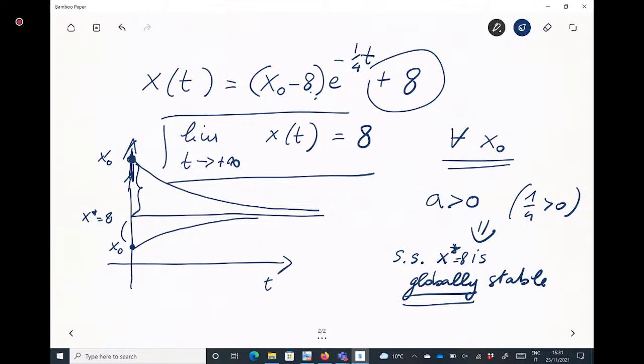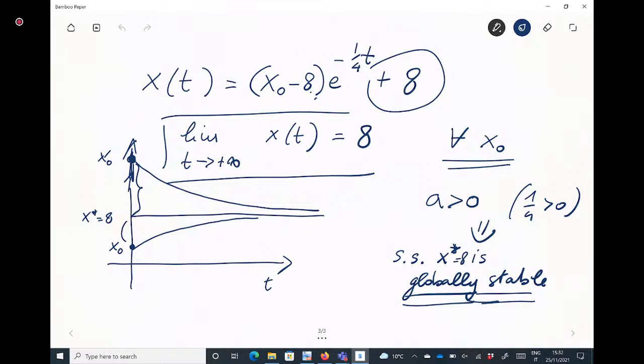Because there are some cases, not for linear equations, but for other types of equations, in which it is stable but only locally. So not for all initial levels of the variable, but only for initial levels of the variable that are sufficiently close to the steady state level, okay? Otherwise, there may be some other outcome in the long run. And this is a very important property of nonlinear systems. The fact that stability is not in general global, it is only local. Okay, so this is the first insight, okay?